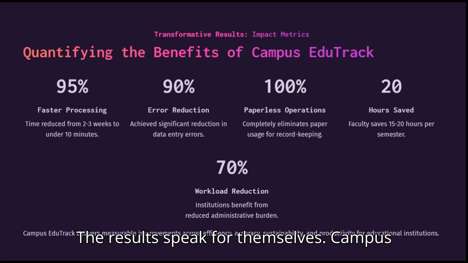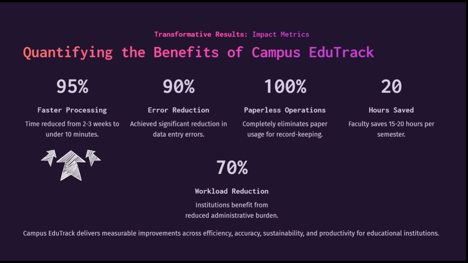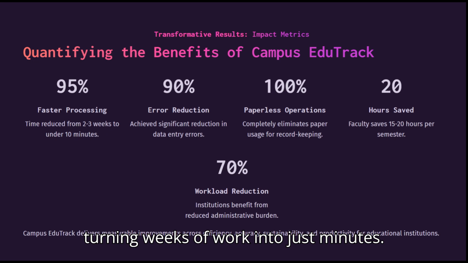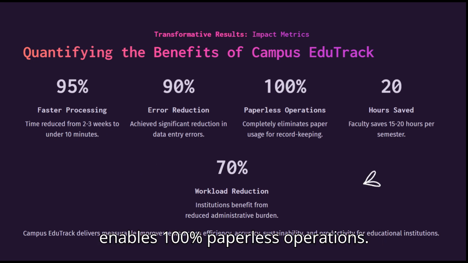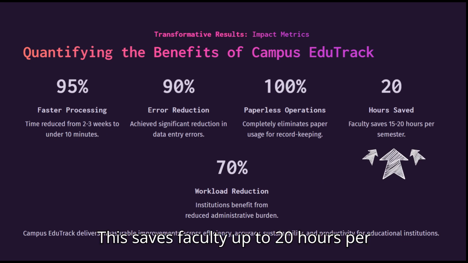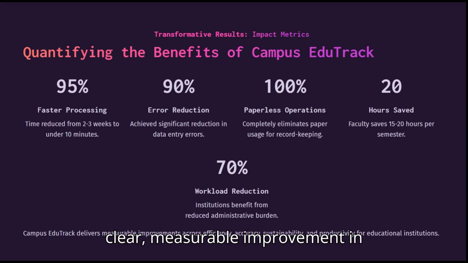The results speak for themselves. Campus EduTrack cuts processing time by 95%, turning weeks of work into just minutes. It reduces data entry errors by 90% and enables 100% paperless operations. This saves faculty up to 20 hours per semester and slashes the overall administrative workload by 70%. It's a clear, measurable improvement in efficiency and productivity.